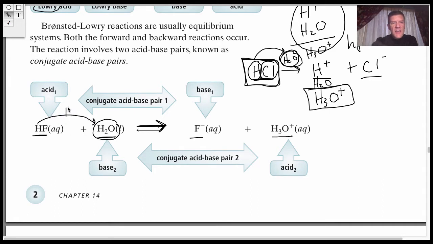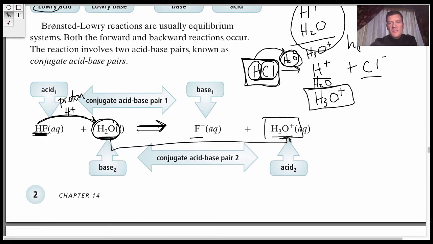In other words, the H plus was donated to the water. H plus, from this HF here, the H plus was donated to the water. This is your proton here. H plus is your proton. Okay? And that water, H2O, becomes H3O plus. If this H plus is donated to the water, what remains, what's left of the HF? Just the F negative. Okay?